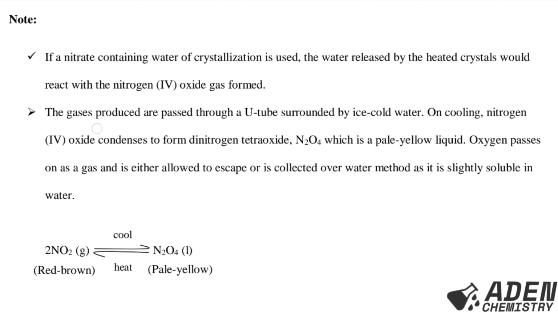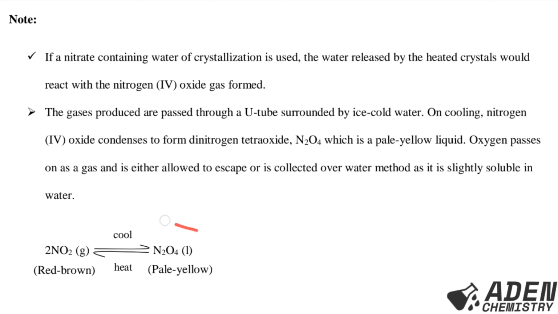The gases produced, that's nitrogen peroxide and oxygen gas, are passed through a tube surrounded by ice-cooled water. On cooling, nitrogen peroxide condenses to form dinitrogen tetraoxide. Its chemical formula is N2O4, which is a pale yellow liquid. That's the color of dinitrogen tetraoxide. Oxygen passes on as a gas, and it is either allowed to escape or is collected by the over water method, as it is slightly soluble in water.